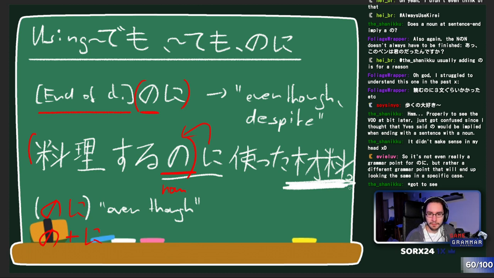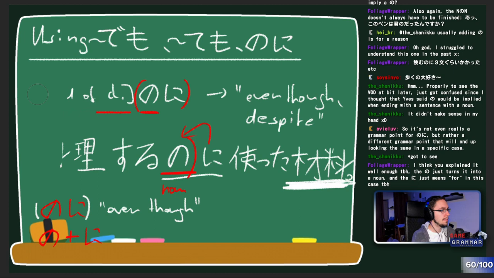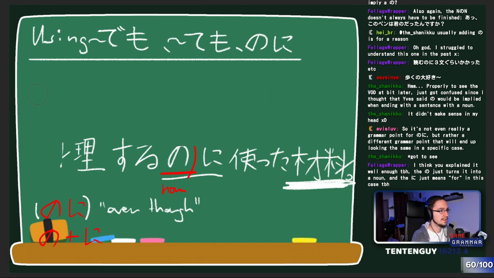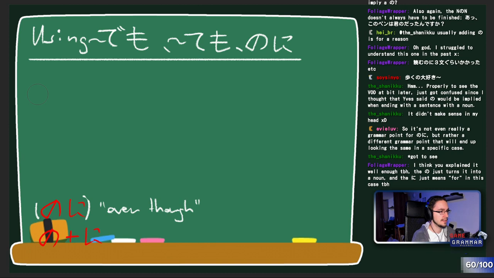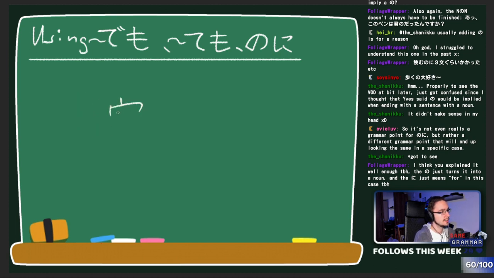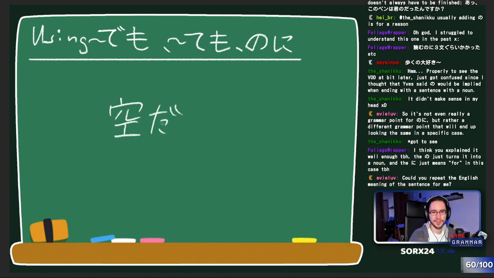So, one more time. "I thought Eve said no would be implied when ending a sentence with a noun." No, I said the copula would be implied. I think that's what I said. I think the time I said something like that, I said that any noun is not a sentence. For example, specifically, "Sora" is not a sentence, but "Sora da" is a sentence or a clause. But I said that sometimes the copula is implied. Sometimes you don't write it, but it's still kind of implied.